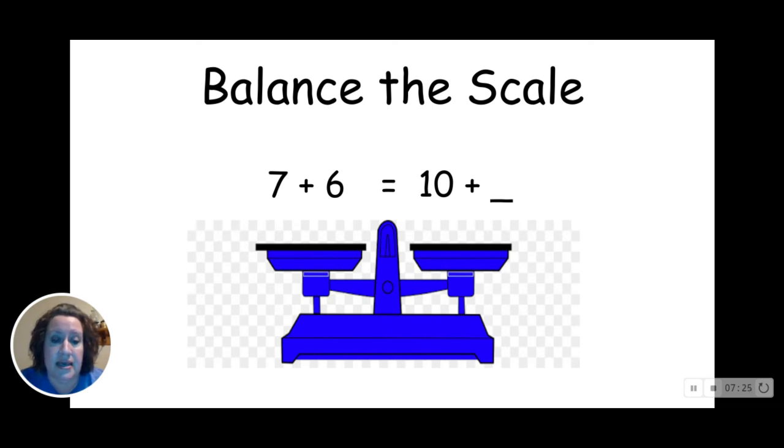All right. 7 plus 6, what does that equal? Remember your doubles facts. 6 plus 6 equals 12. So if 6 plus 6 equals 12, 7 plus 6 equals 13. Be thankful I didn't do the entire doubles wrap because I will. Yes. 7 plus 6 equals 13. So we need the other side to equal 13. Pause me while you're thinking. 10 plus what equals 13? 3. So 7 plus 6 equals 10 plus 3.